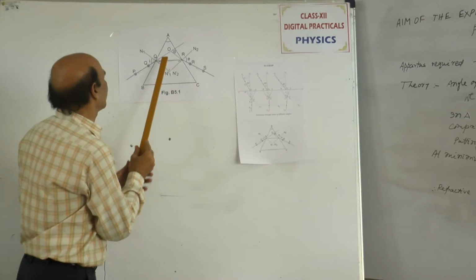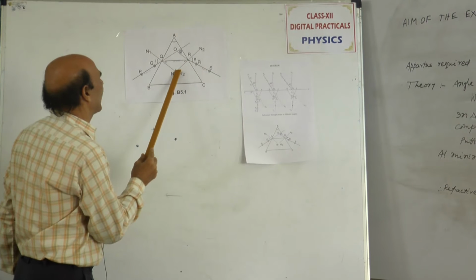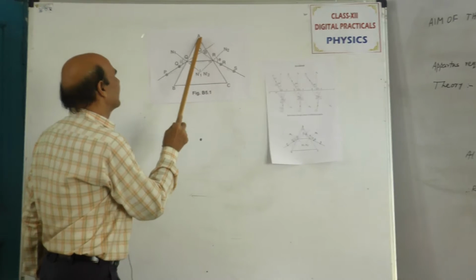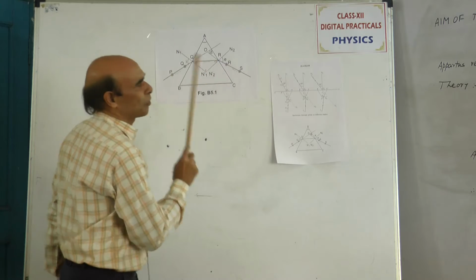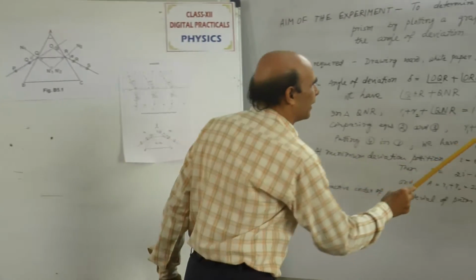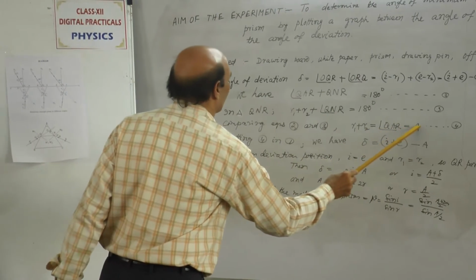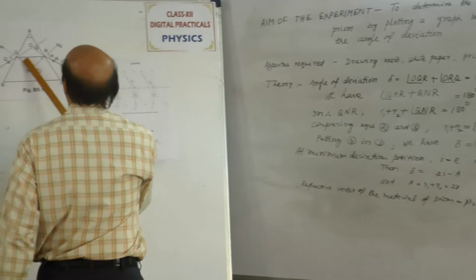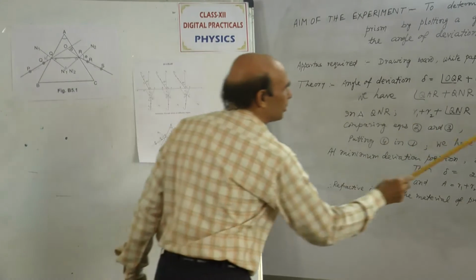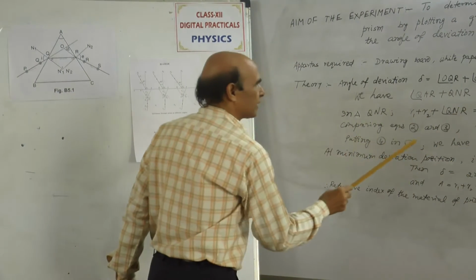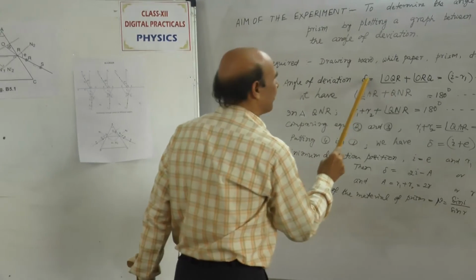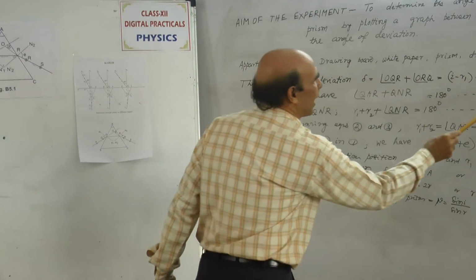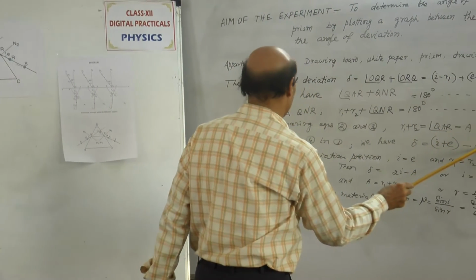Here the addition of three angles, r1, r2, and A, is equal to 180 degrees, and this angle plus this angle is equal to 180 degrees. Therefore, automatically r1 plus r2 will be equal to A. Now, putting this in equation 1, you will have the angle of deviation delta equal to i plus e minus A.